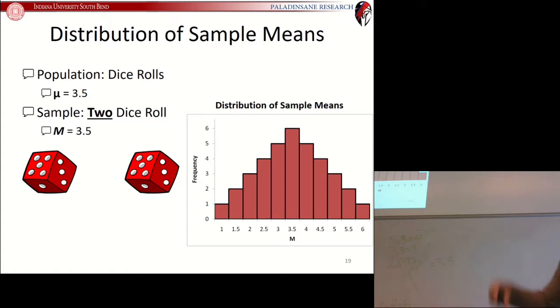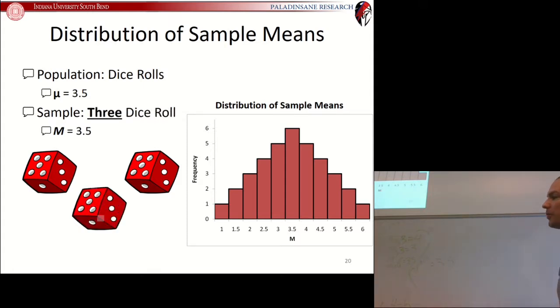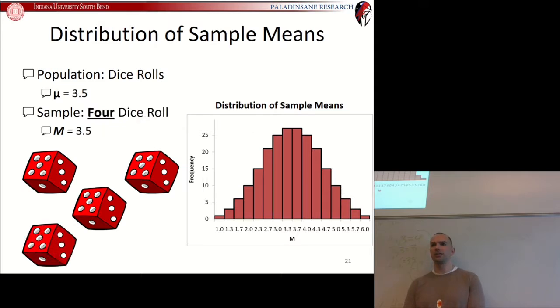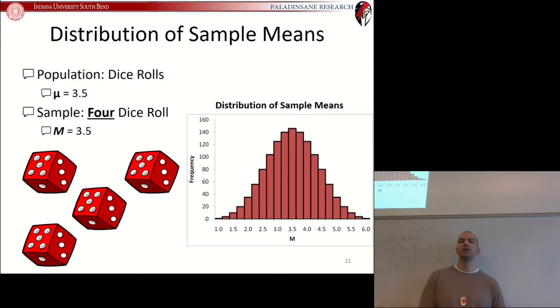All right, so that's the distribution of sample means for 2 dice rolls. If we increase it to 3 dice rolls, you roll 3 dice, you add up the numbers, you divide by 3. We would notice that the mean for our distribution of sample means is still 3.5, but our shape has once again changed. So the shape of the distribution of sample means is dependent upon the size of the sample. And as that sample size continues to increase, the mean for the distribution of sample means does not change. So this one is still staying at 3.5, but the shape of that distribution is changing.